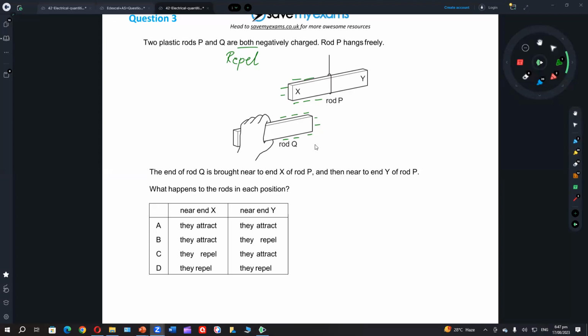Hamad, what do you suggest for this question? We are presently on option D. For this question, yeah, D. Like charges always repel.